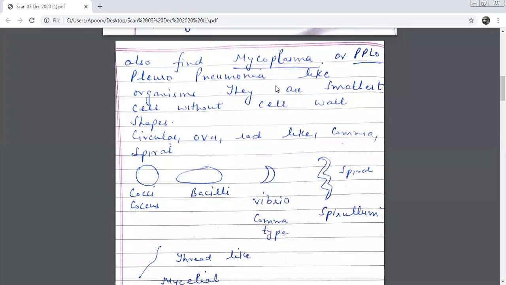PPLOs are very special because they are the smallest cells without cell wall. If we talk about cells without cell walls, then they are the smallest ones. So we have done the four main members of the first kingdom, Monera. Very quickly, let's name all four of them: archaebacteria, eubacteria, cyanobacteria, and mycoplasma or PPLO.